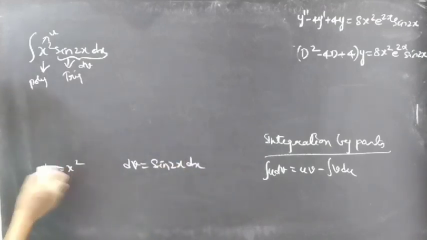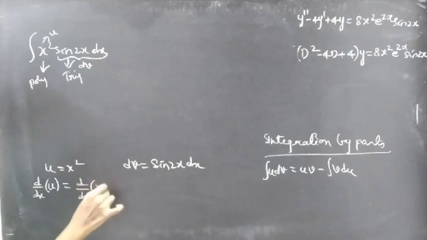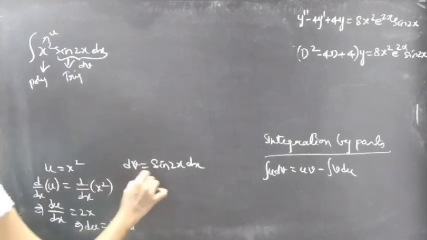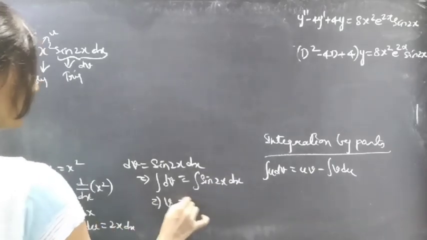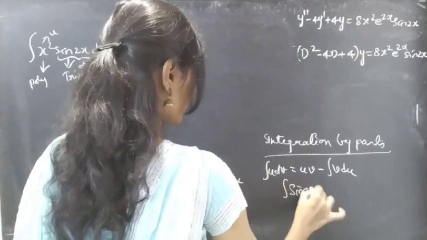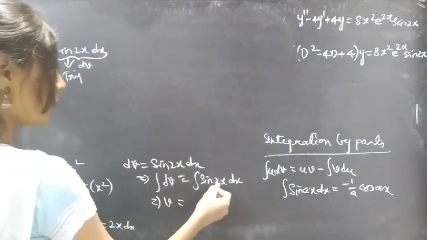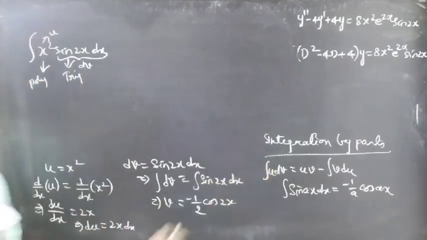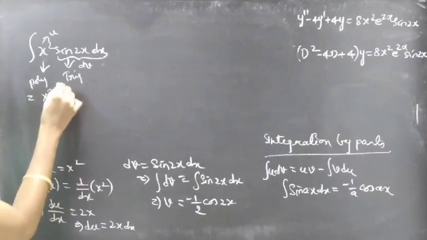Now differentiate u on both sides with respect to x. This gives us derivative of u with respect to x equals derivative of x square with respect to x, which is 2x, which gives us du equal to 2x dx. And here we are going to integrate on both sides to find v. This gives us v equal to, since we know that integral sine ax dx equals minus 1 by a cos ax, for a equal to 2, integral sine 2x dx is minus 1 by 2 cos 2x, right?